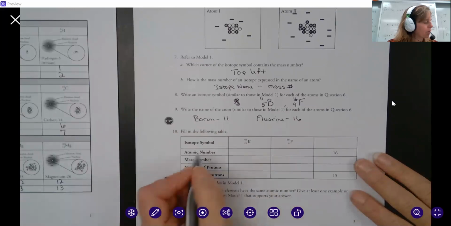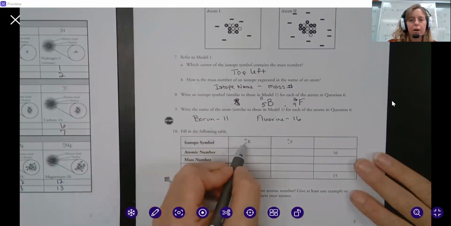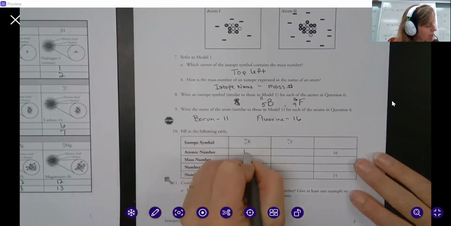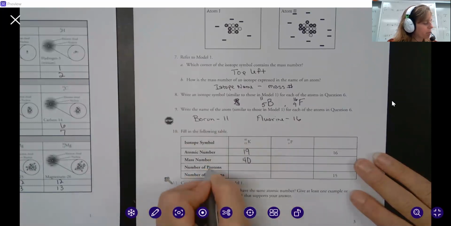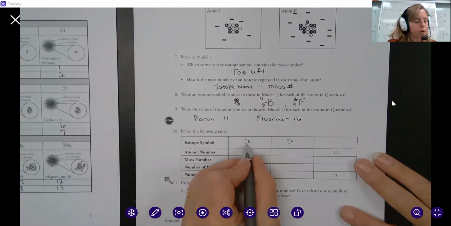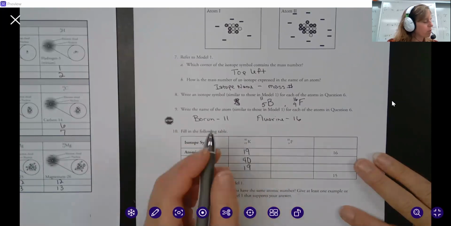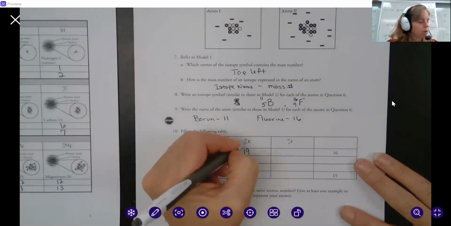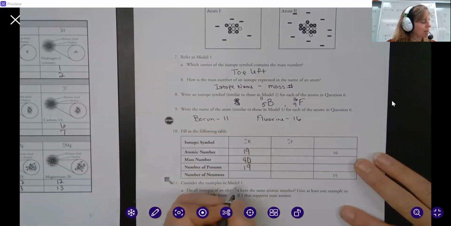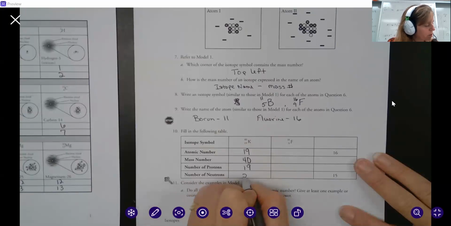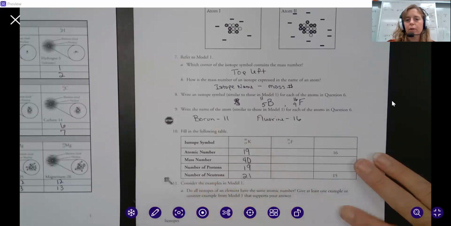Now here, atomic number, remember, is at the bottom left. So I'm going to write 19 here. Mass number's at the top, so that would be 40. Number of protons is the same as the atomic number, so we're going to say 19. And to find neutrons, you would subtract these two, right? So 40 minus 19 is going to be 21.